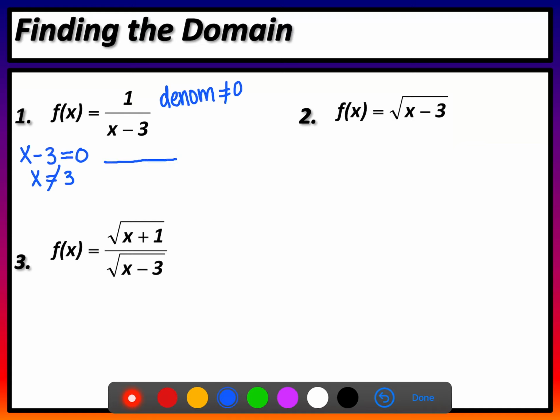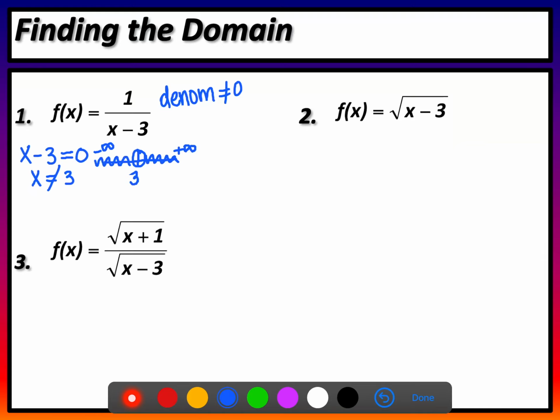So I like to use a number line when I'm getting started with my domain. 3 is the only value that I'm excluding, so I'm going to use an open circle on that. And we remember the left side is negative infinity, the right side is positive. So other than that 3 that makes this undefined, I can use all other x values for my domain of this function. So what's my interval going to be?